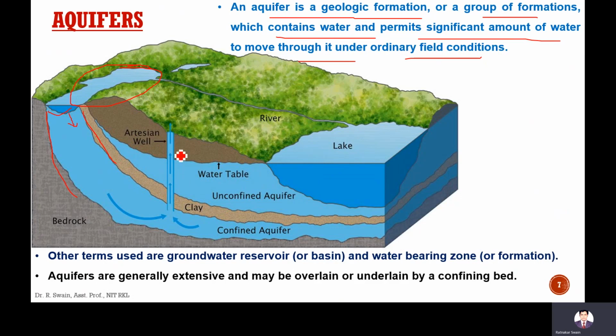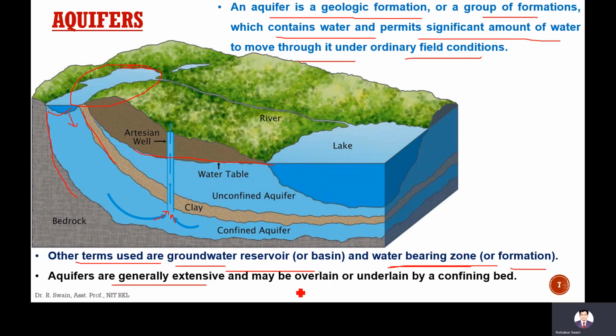If we construct a well, water can be supplied easily. So this is the water table, and we can know that different types of aquifers are there, which we'll discuss in the next slides. Other terms used for an aquifer are groundwater reservoir, groundwater basin, water bearing zone, or water bearing formation.